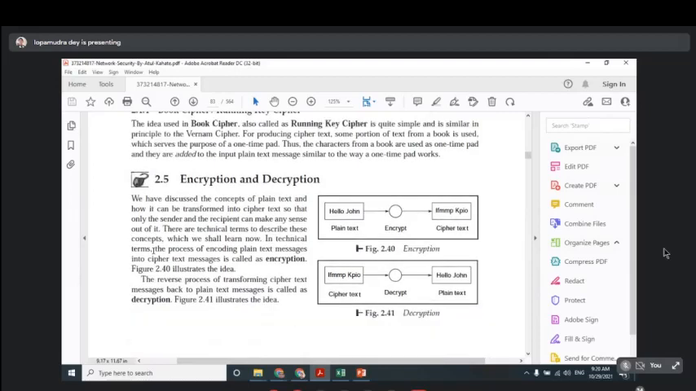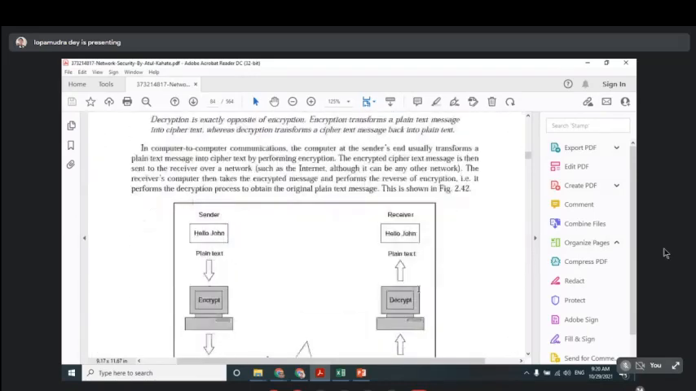I had already discussed that using this method we will convert the plain text to ciphertext. This method is called encryption, and from the ciphertext we will again perform the decryption operation, by which we get the plain text back. So this is called decryption.